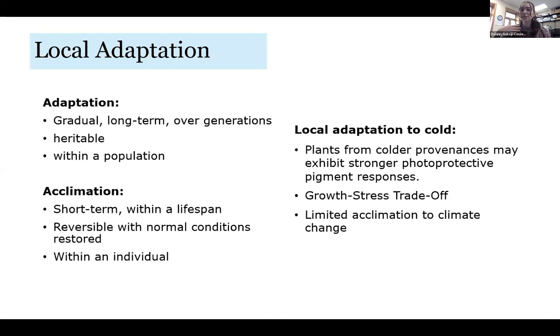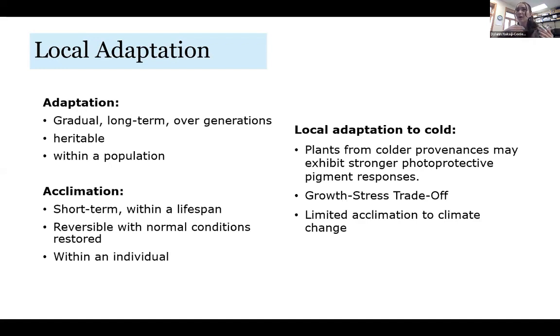Would they be able to change their behavior or their phenotype, their appearance, in a way to adapt to that short-term new condition? That would be a reversible process, and that would be something that occurs within an individual plant rather than as a genetic lineage within a population.